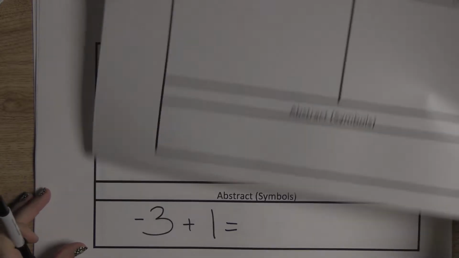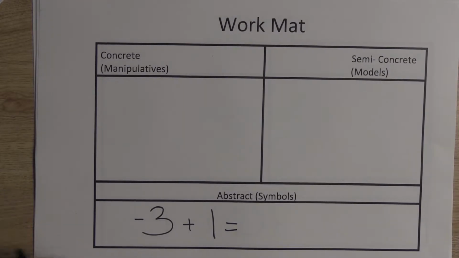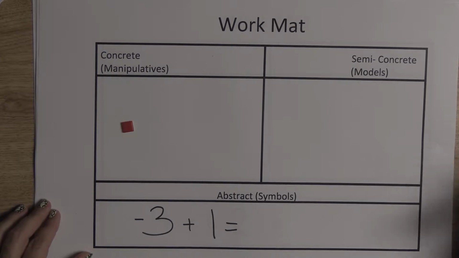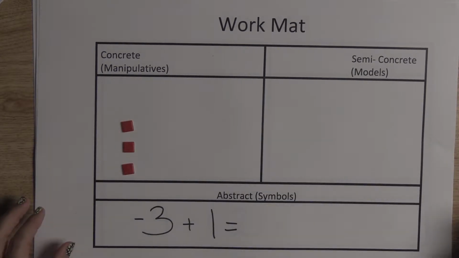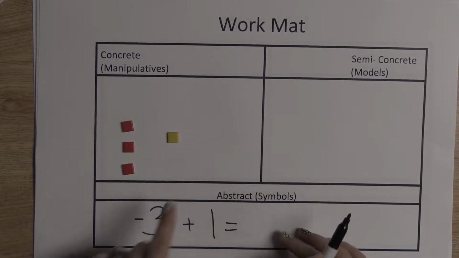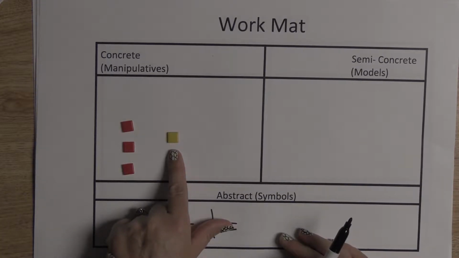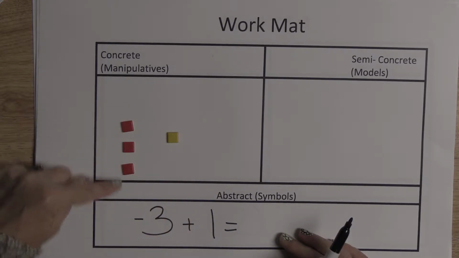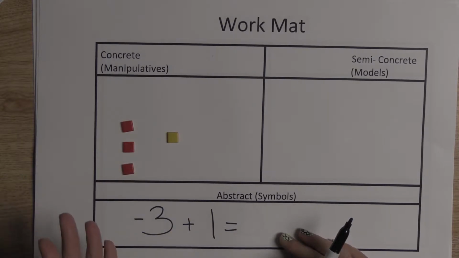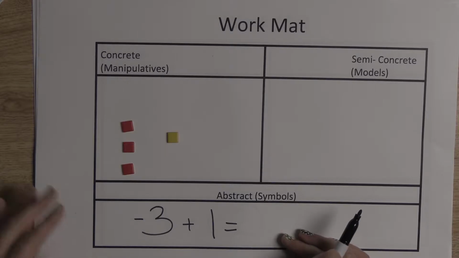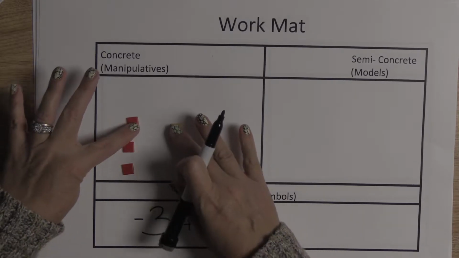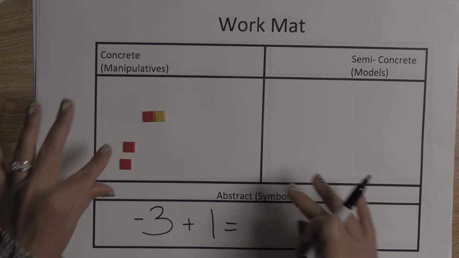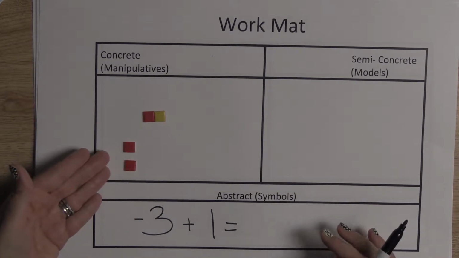Now, the first problem I wanted to show you was -3 plus 1 equals. So I'm going to show -3, red's negative. I'm going to show plus 1, so I'm going to have a yellow, which is positive. So -3 plus 1, what do I need to do? Now, I've taught my students zero pairs, so I know that these two are going to pair up, and then this is going to be my answer. So my answer is -2.